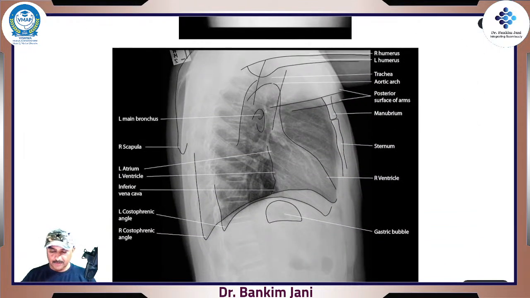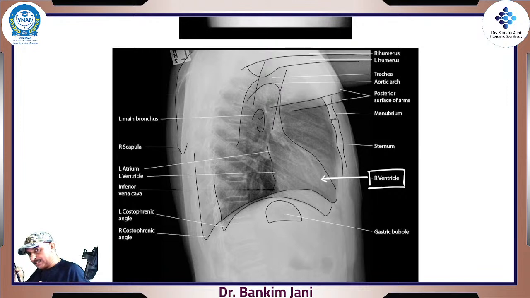See this point. Where is the right ventricle? Right ventricle is here. Never ever miss this point, because the right ventricle is in front. So obviously when we take the X-ray from the side, it will project in front, and that's what we see. This is the sternum, so the right ventricle is in front. Good. Manubrium, sternum, they are easy. We can figure it out.